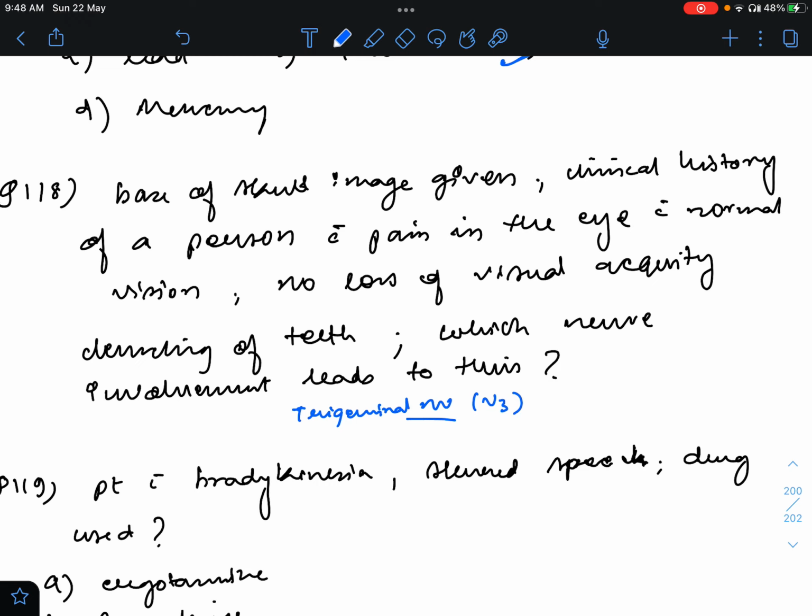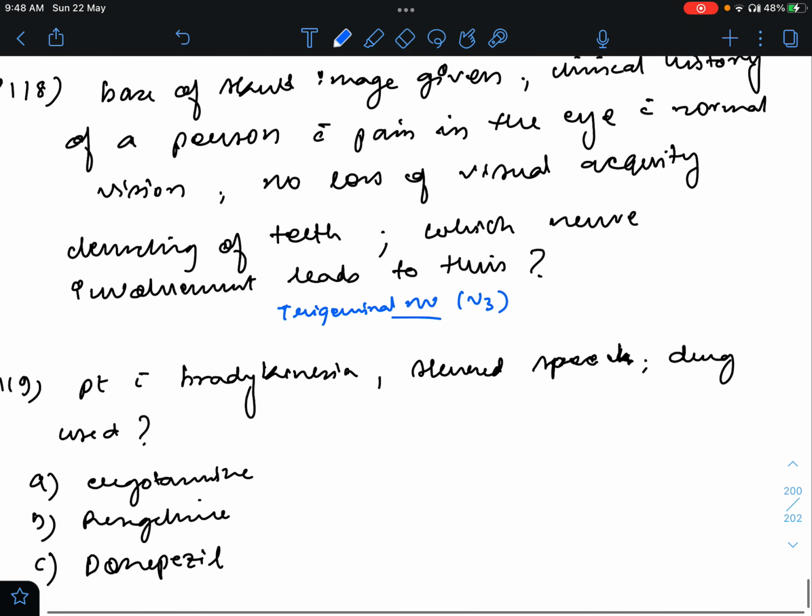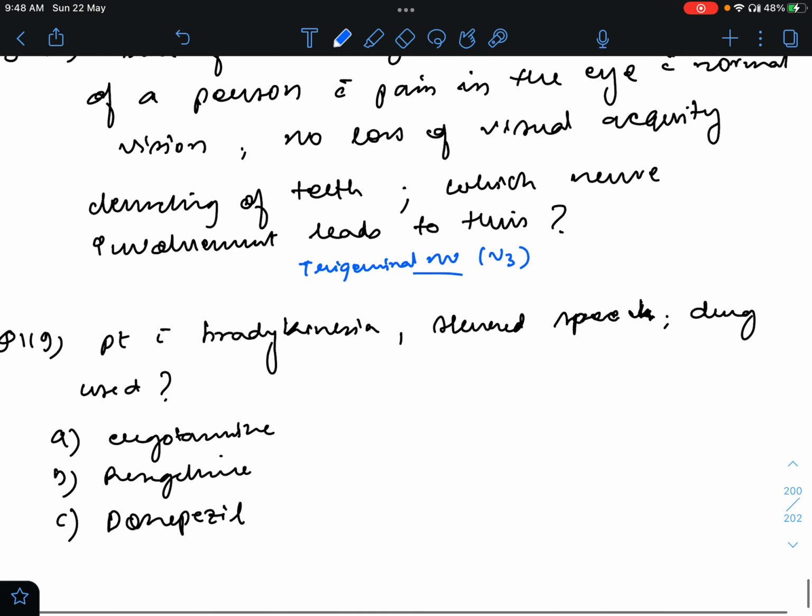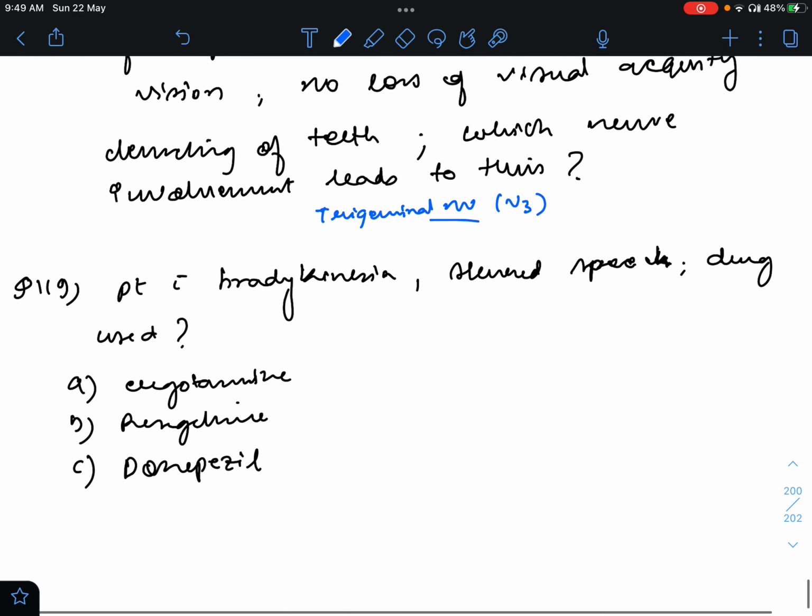So we have to identify the trigeminal nerve in the base of skull image. But even the image was very unclear, so I don't know if you all have marked it right or not. Even I'm not sure about myself if I marked it right or not, but I think the question was for trigeminal nerve.